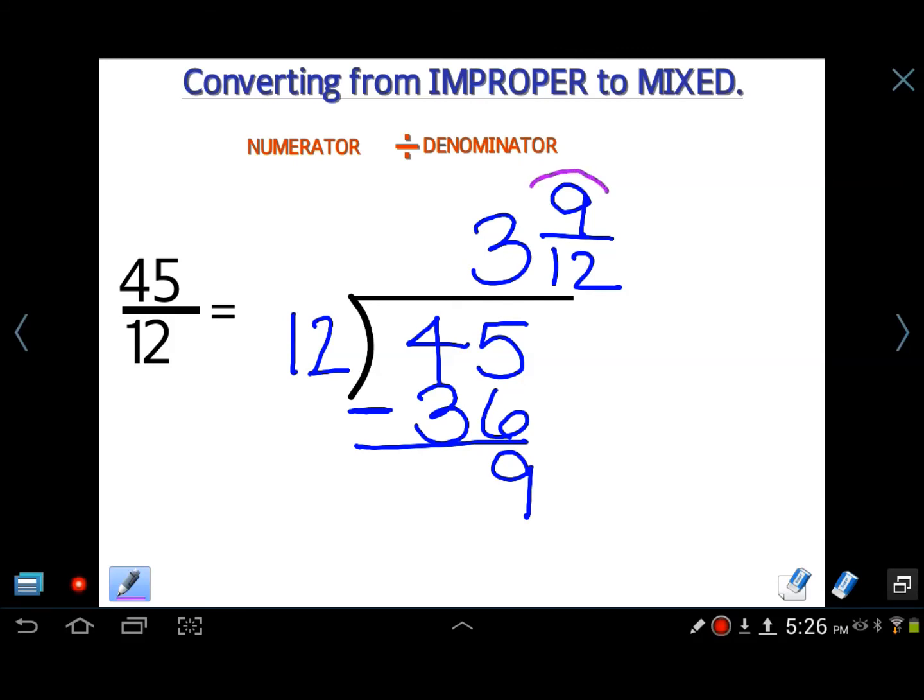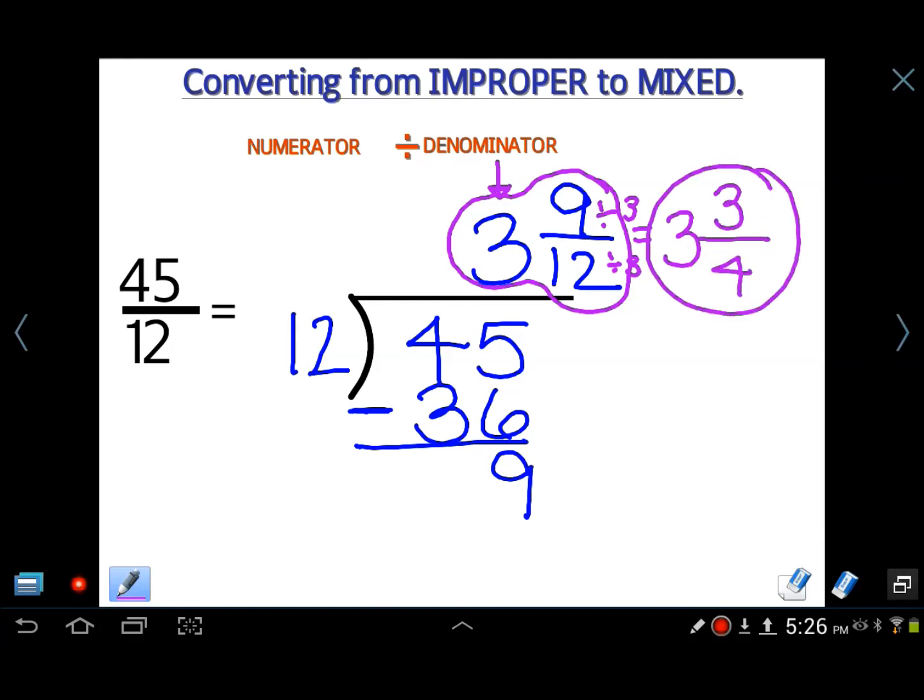If you are saying that you can change this or reduce that, then you are correct. 3 and 9/12 reduces by what factor? That is correct. Divide by 3. Just the fraction part. Don't change the whole number. It's going to be 3 and 3/4. There you go. Where did we get the 3/4 from? 9 divided by 3 is 3. 12 divided by 3 is 4.